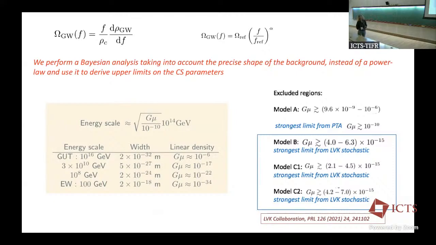And remember that from CMB, we had constraints just for strings at the GUT scale, which means 10 to the minus 6. Now we went down to 10 to the minus 15. Okay?